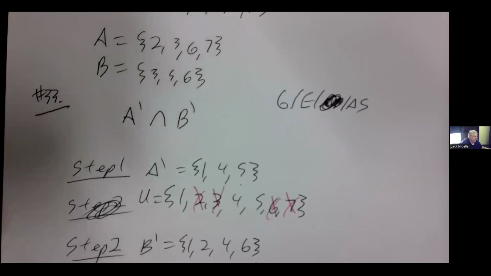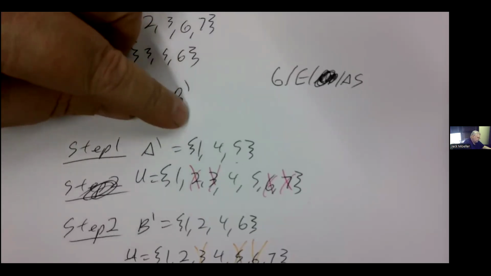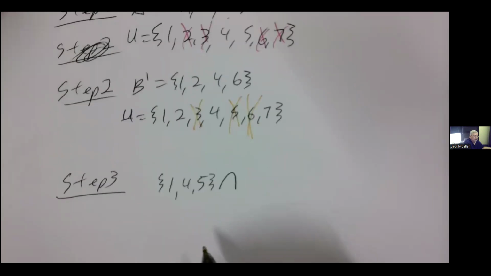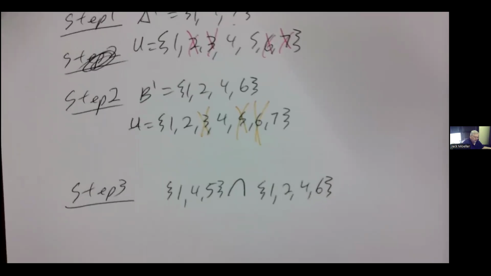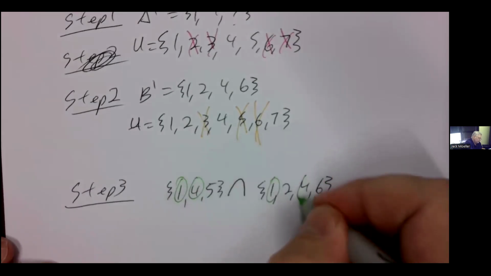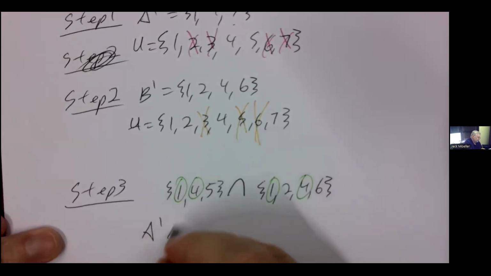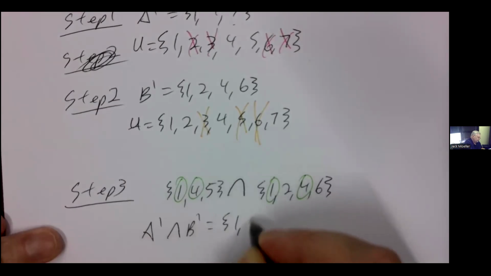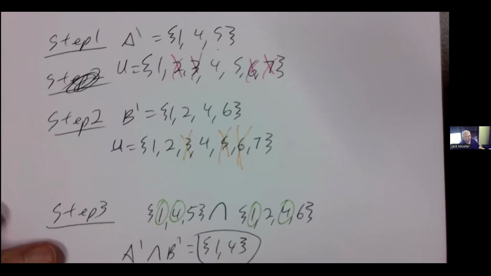Now we've got to do the intersection. So the first set is 1, 4, 5. We're intersecting that with the second set of 1, 2, 4, 6. And now you've got to know intersection means only what they have in common. So it's 1 and 1, 4 and 4, and that's it. So A complement intersection B complement is 1, 4. And that is how you would fully show your work for a problem like this.